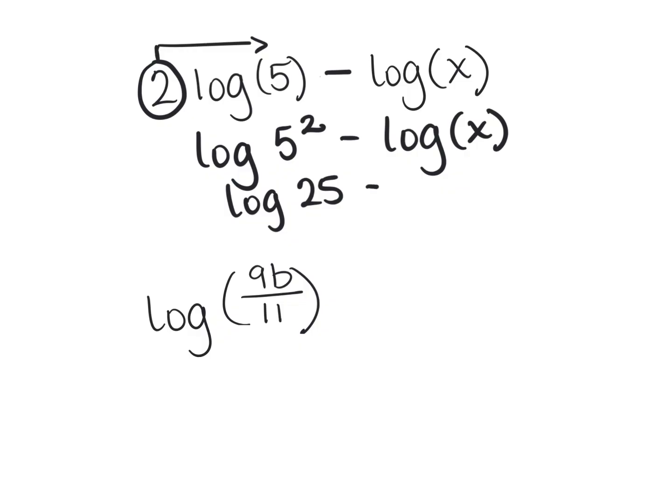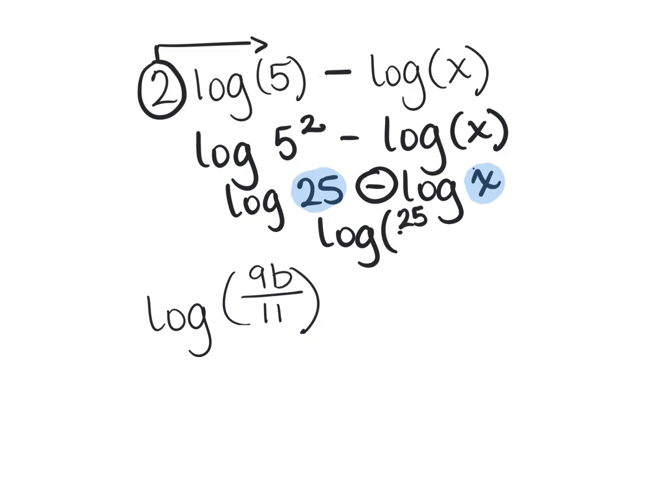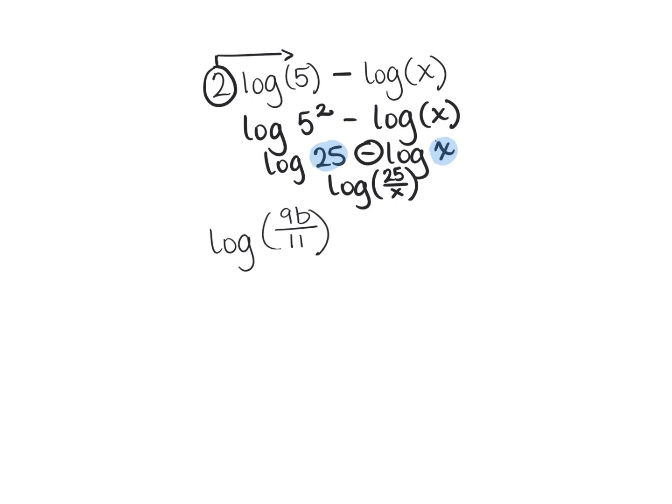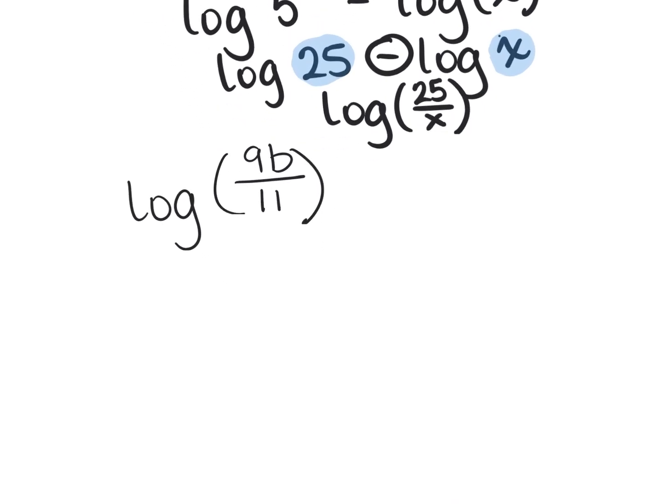I know what 5 squared is, so I'm going to replace that with the number 25 because that's what that is equivalent to. And then I'm noticing that I am going to subtract. So this subtraction means that as I look at this number and this variable, you're going to be dividing those. So this is the log of 25 divided by x, and that would be your final answer. So those have all been collapsing them down so that you only end up with one logarithm.